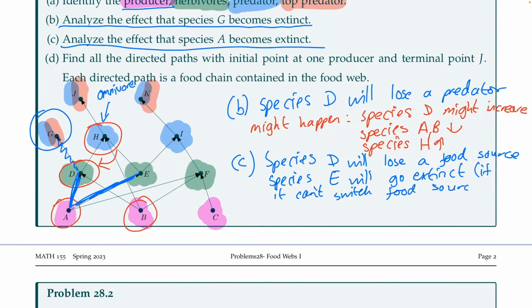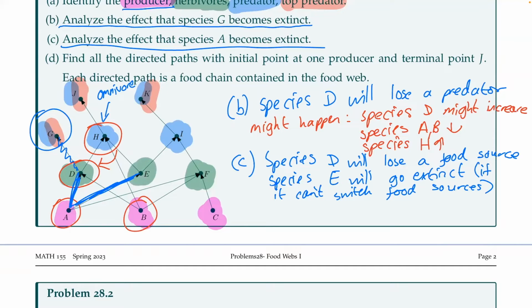You would typically imagine in a food web like this, that if B was a possible food source or C was a possible food source for E, then you would have an arrow there. And if this was a weighted food network, food web, then you might have, say, 90% of its food coming from A and 10% from B. And then if A goes extinct, it switches more of it to B. But here we don't have that information. So all we can say is that species E will go extinct.